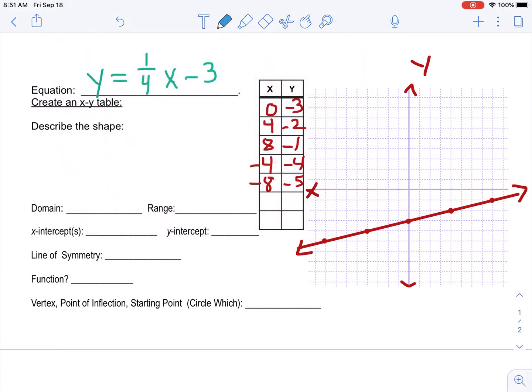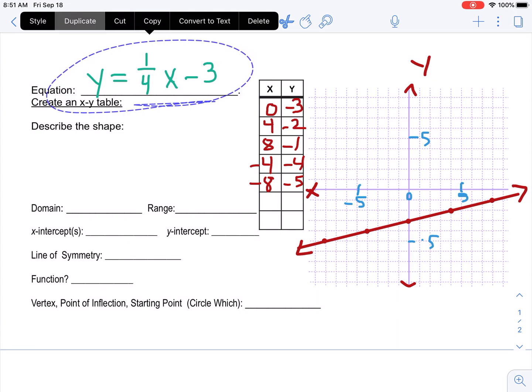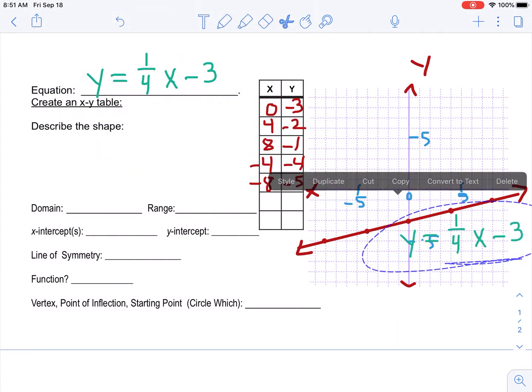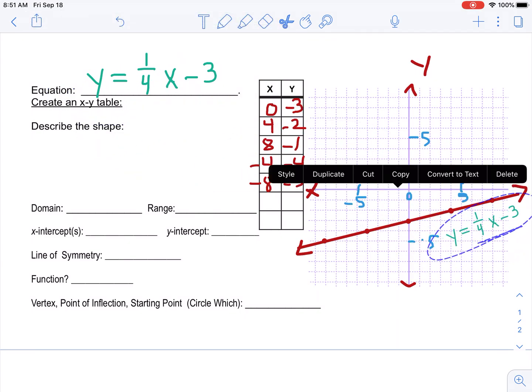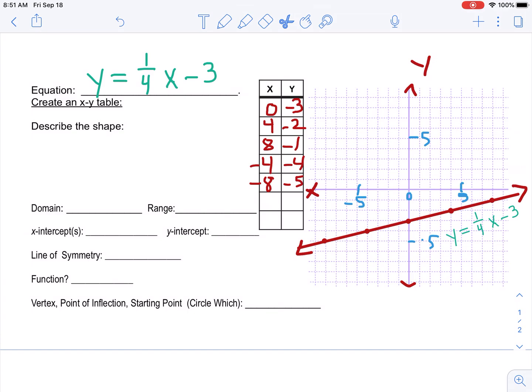I'm going to do my scale. 1, 2, 3, 4. So here's 5. Here's 0. 1, 2, 3, 4, 5. 1, 2, 3, 4, 5. Negative 5. 1, 2, 3, 4. Negative 5. Okay. And then my equation, I can actually duplicate this as well if I want to. Put that right here. And now I have a complete graph.